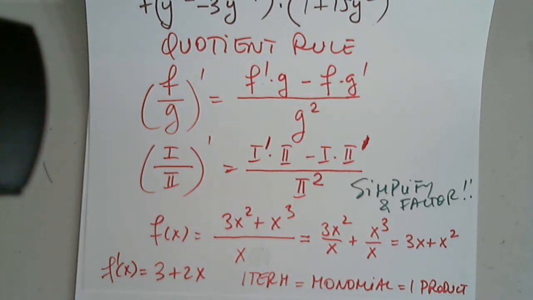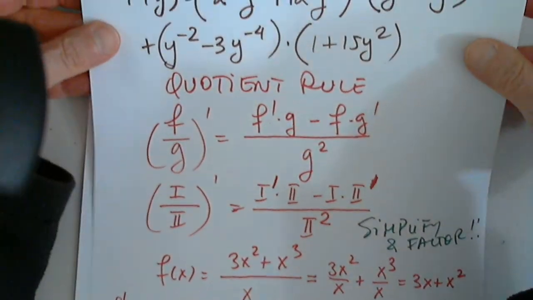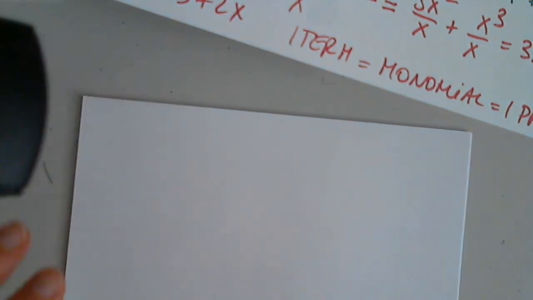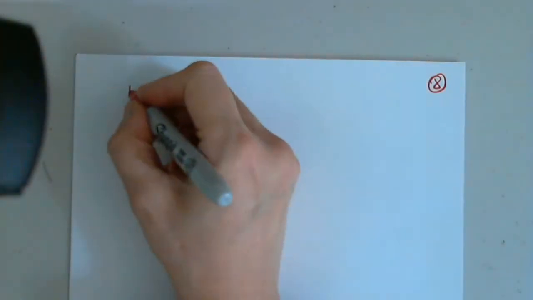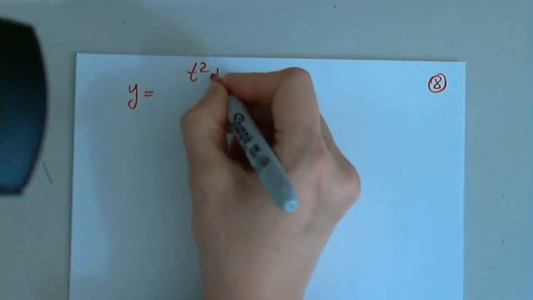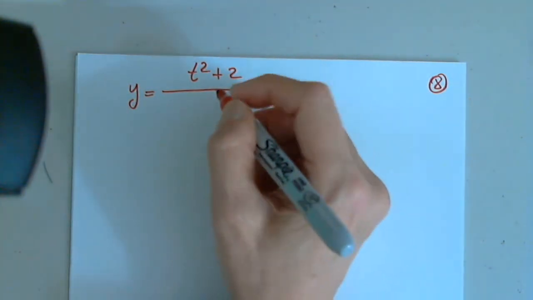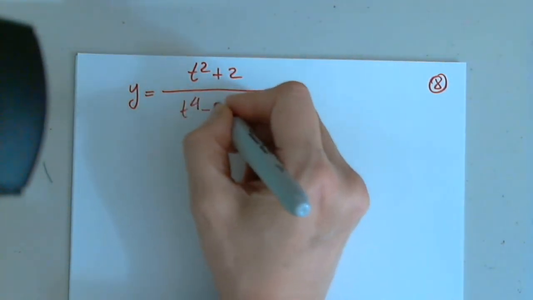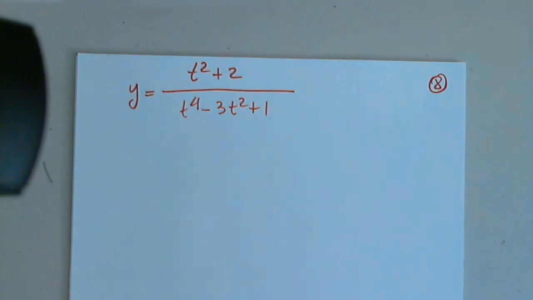So if you'd like to choose another quotient. If not, I will. 1, 2, 3. I want to work on y equals t squared plus 2, everything divided by t to the 4th minus 3t squared plus 1.